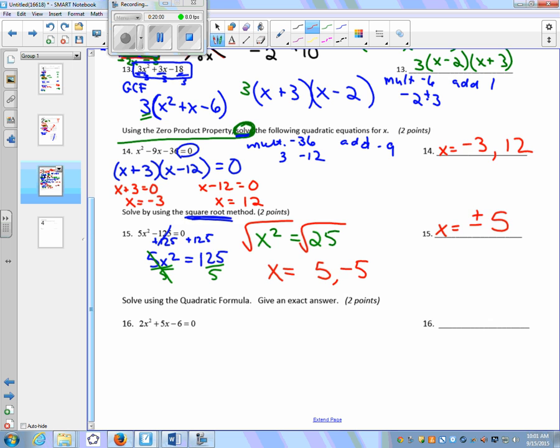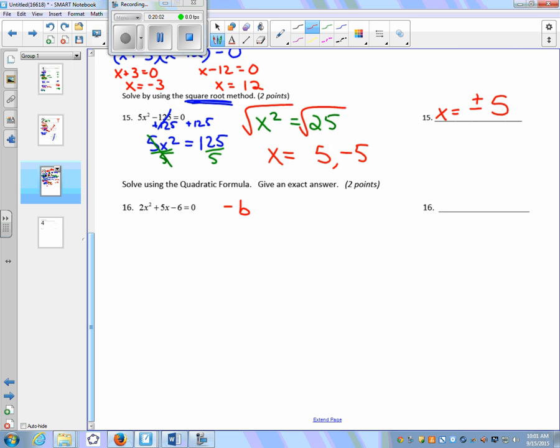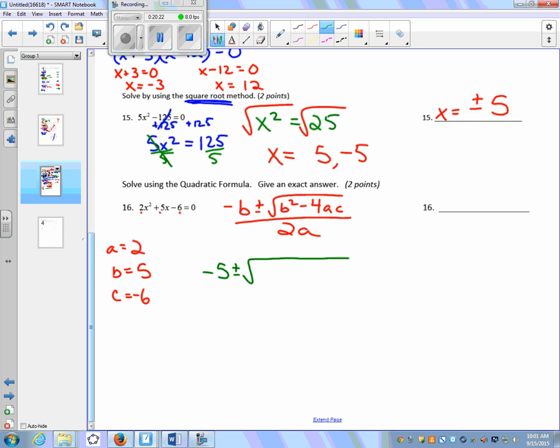Using the quadratic formula here, negative b plus or minus the square root of b squared minus 4ac over 2a. In this case, a is 2, b is 5, c is negative 6. We're going to plug that in here. We're going to get negative 5 plus or minus the square root of 5 squared is 25 minus 4 times a is 2 and c is negative 6 all over 2 times 2.